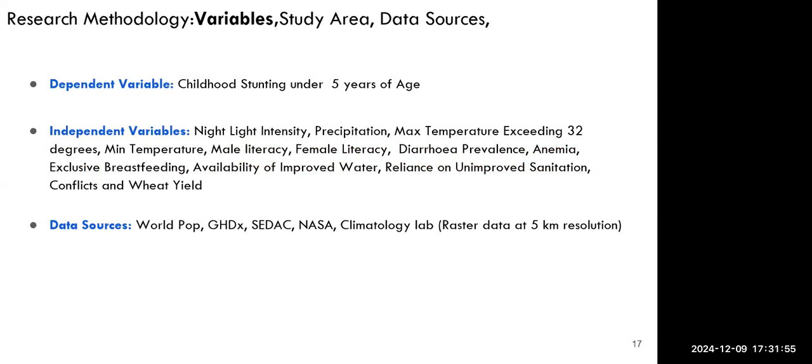And for my independent variables, in a bit I will explain how I extracted and aggregated those variables to municipalities. Night light intensity is a satellite indicator used as an approximate developmental measure. Then we have precipitation, rainfall in millimeters. We have maximum temperature, the number of hot, humid days where temperature exceeded 32 degrees Celsius. We have minimum temperature, male and female education attainment in years. We have diarrhea prevalence in percentage, anemia also in percentage, exclusive breastfeeding in percentage, availability of improved and unimproved sanitation facilities, also in percentage, and conflicts. And then we have wheat productivity, which is in tons per hectare.